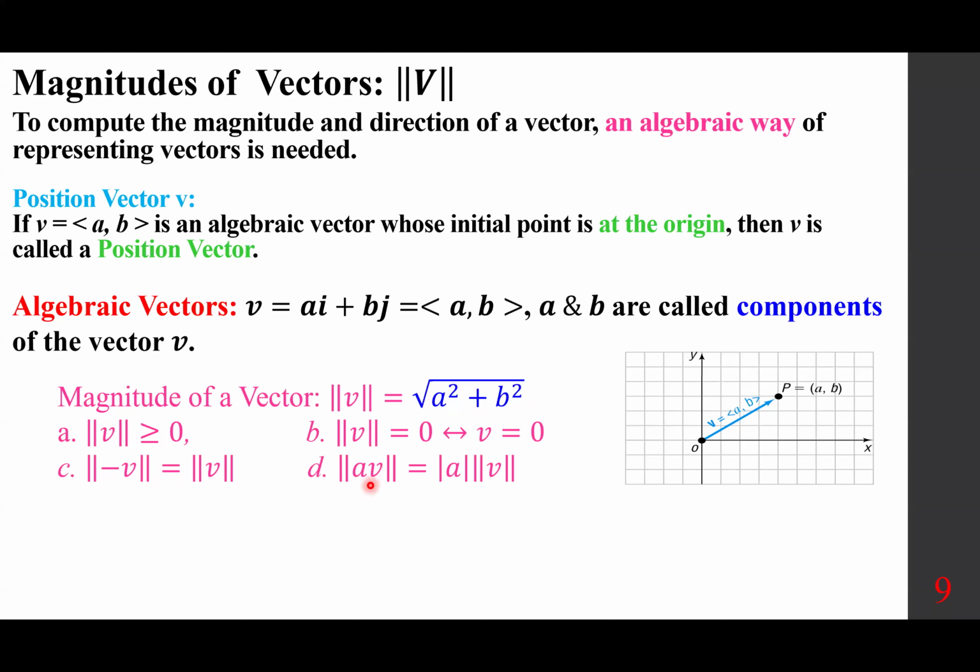a times V, a is a number. You can take the a out, but put it in an absolute value because in case a is negative. And a unit vector is defined as a vector u with the magnitude equal to 1. So a vector that has a magnitude of 1, that means the square root of a squared plus b squared equals 1, because if you square it, a squared plus b squared ends up being 1. It's known as a unit vector.